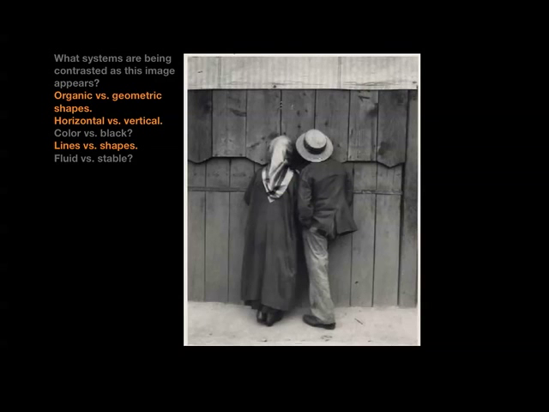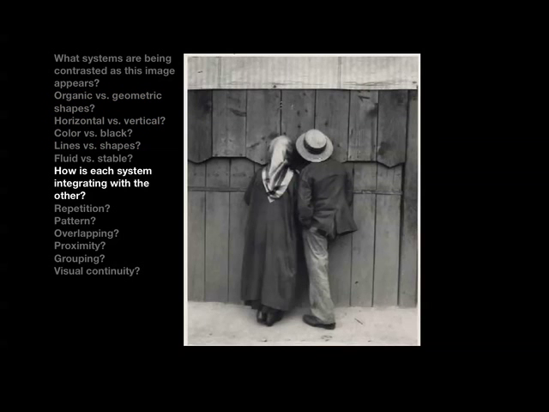And then lastly you have lines versus shapes. Shapes of the figure is one thing. You have the fence itself, which is a series of shapes interrupted by vertical lines, and of course the vertical pipe, the vertical lines on the canvas at the very top edge. How is each system integrating with the other? Repetition and pattern, overlapping, proximity, grouping, visual continuity. In the case of the figure and its relationship to the background, this is clearly an example of overlapping.